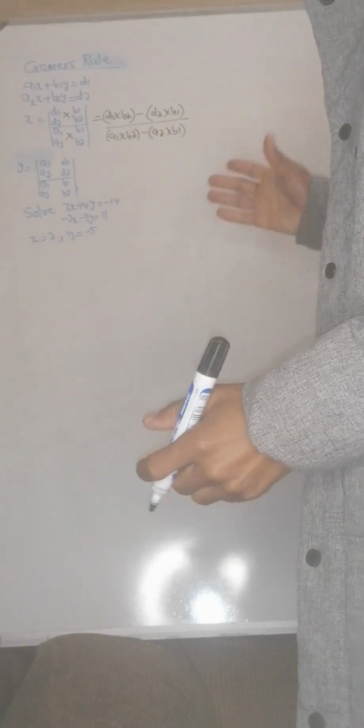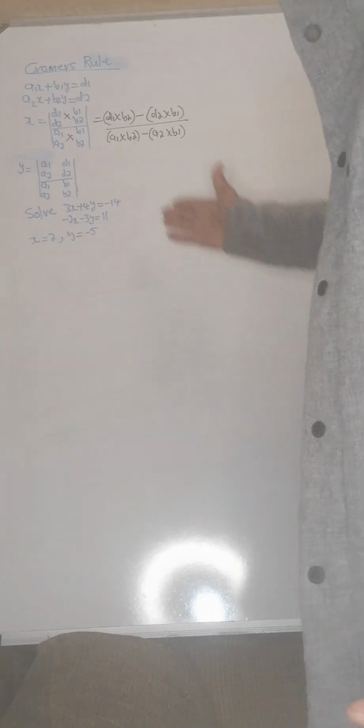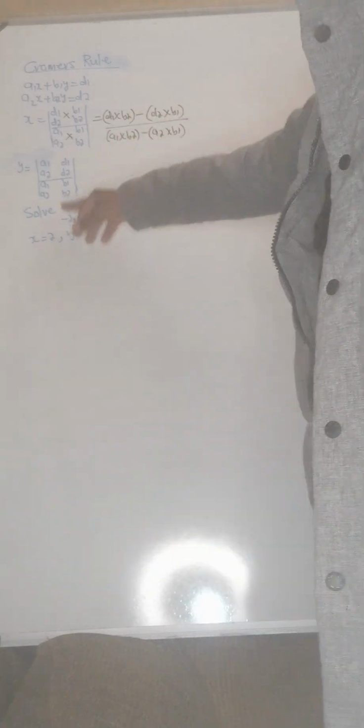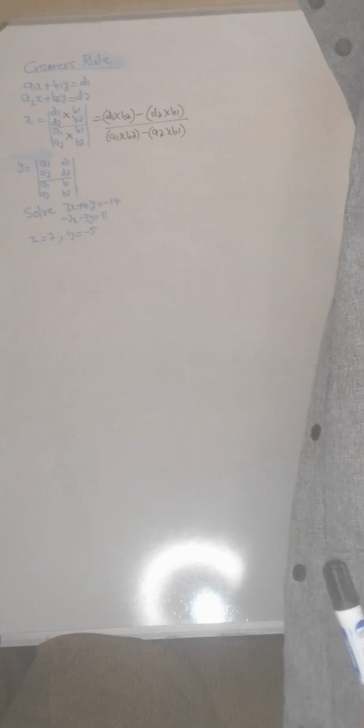So we are going to apply this using Cramer's rule. Now we are told that the value of x should be 2 and the value of y should be minus 5 using Cramer's rule. And we have two systems of linear equations, 3x plus 4y equals minus 14 and minus 2x minus 3y equals 11. So we're going to apply exactly this in order to find the values. Now the question is, how do we do this?